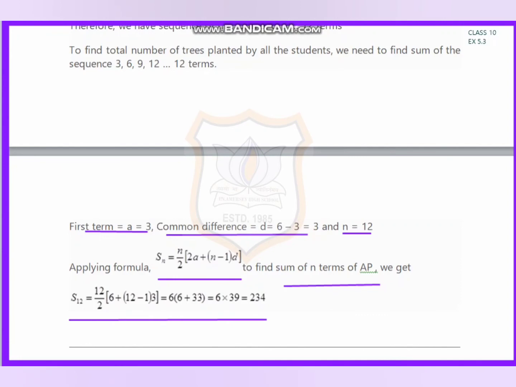S12 equals n by 2, which is 12 by 2, times 2a plus n minus 1 into d, that is 2 into 3 plus 12 minus 1, which is 11, into 3. First, 12 minus 1 is 11, and 11 multiplied by 3 gives 33. 33 added to 6 gives 39, and 39 multiplied by 6 gives 234. So the total number of plants is 234.